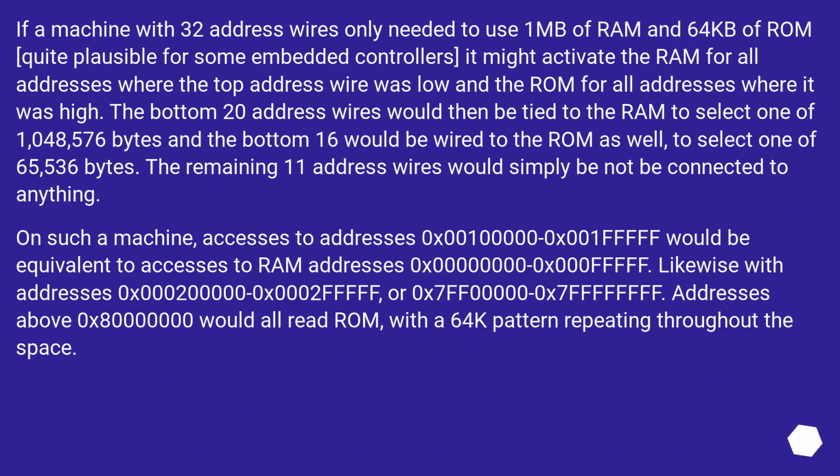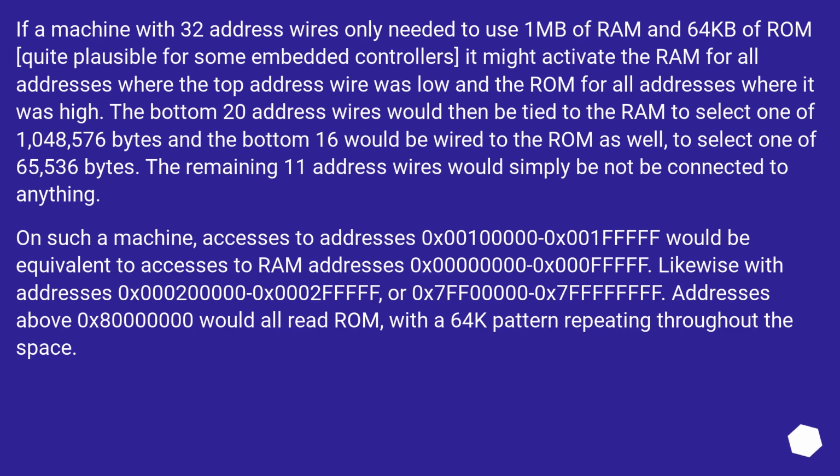If a machine with 32 address wires only needed to use 1 MB of RAM and 64 kilobytes of ROM, quite plausible for some embedded controllers, it might activate the RAM for all addresses where the top address wire was low, and the ROM for all addresses where it was high. The bottom 20 address wires would then be tied to the RAM to select one of 1,048,576 bytes, and the bottom 16 would be wired to the ROM as well, to select one of 65,536 bytes. The remaining 11 address wires would simply not be connected to anything.